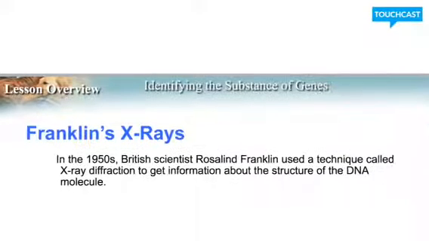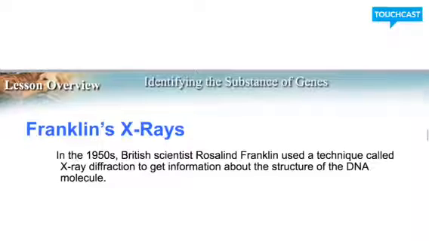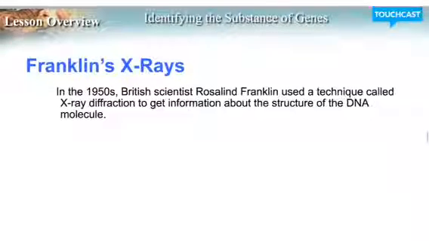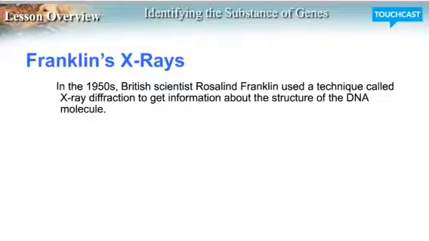Now, the first person, or the first lady, who tried to figure out the structure of the DNA was a lady called Rosalind Franklin. She was a British biophysicist, which means she used physics to look into biological concepts. She was the first person to successfully identify the structure of the DNA, the double helix.